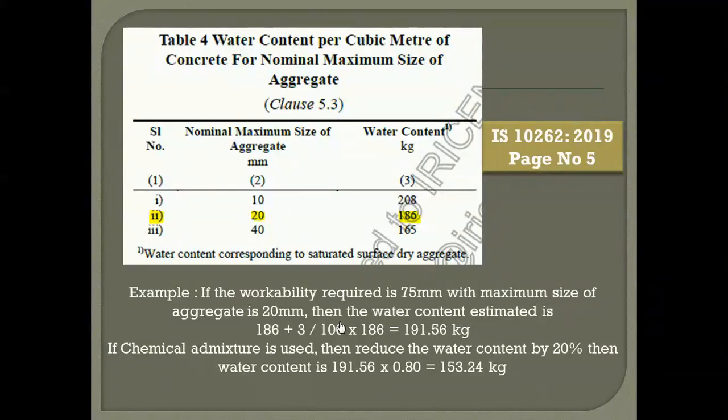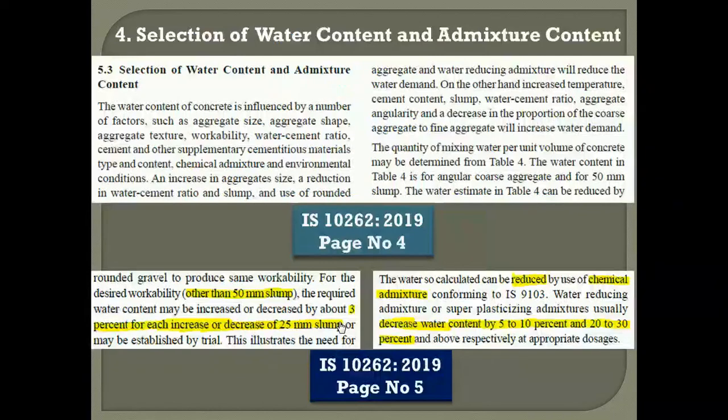If you use 20 mm as a maximum size, 186 is the water content, and if you use 40 mm as a maximum size, then it is 165 as the water content. So for example, if you are using 75 mm slump as workability and the maximum size of aggregate is 20 mm, then the water content is 186 plus, as already told here, for every 25 mm increase or decrease in slump, you have to increase or decrease by 3%.